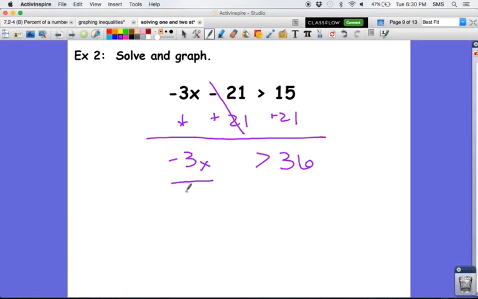The opposite of multiplication is division. So negative 3 divided by negative 3. That cancels out. That's why we did it. I still have my x. I have to divide my right side by negative 3 as well.